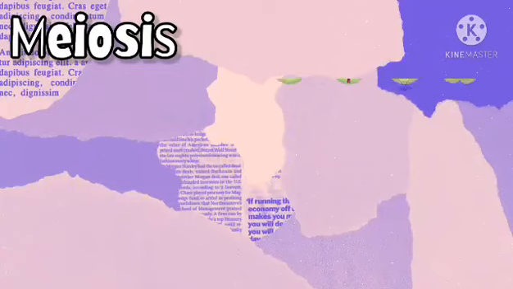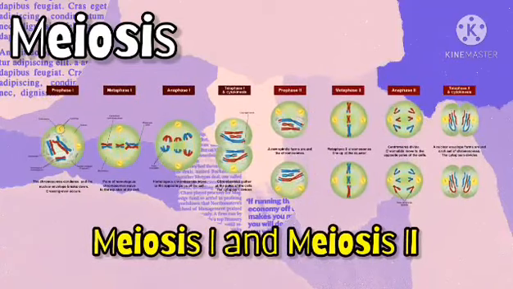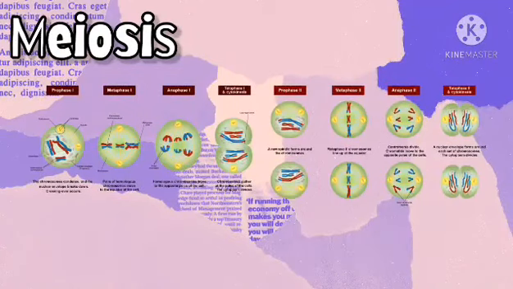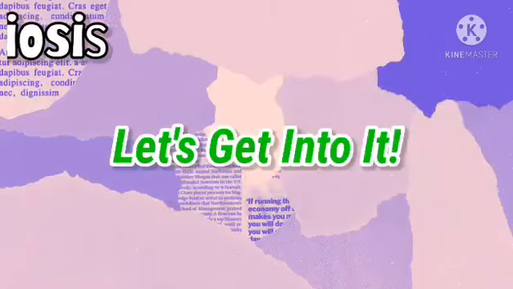In meiosis, there are a total of 2 phases, both having 4 stages each. Each of these phases and stages will be shown in the stop-motion demonstration. Now without further ado, let's get into it.